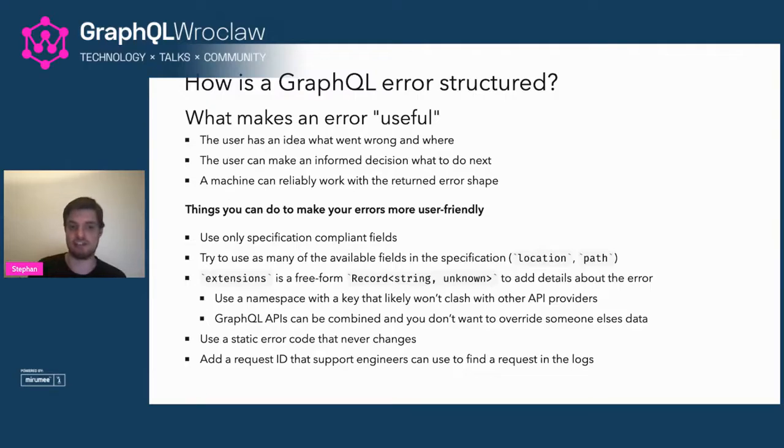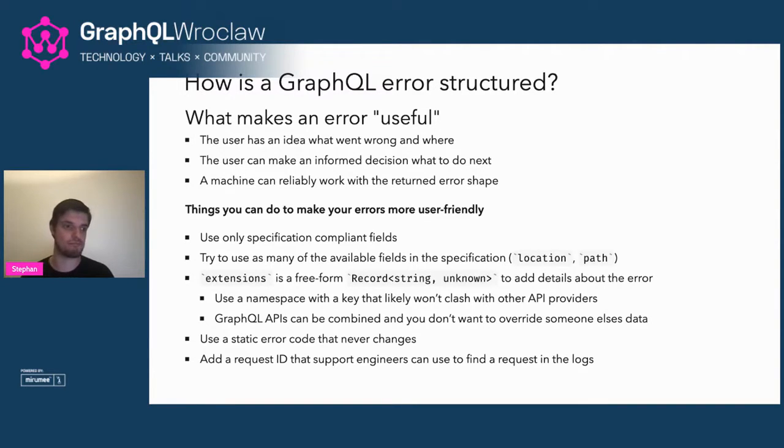My recommendation here is that you use a namespace with a key that won't clash with other APIs, because they can be stitched together. If you, for example, combine the GraphQL API from GitHub with Contentful's, you want to make sure that if one of the two is failing, it doesn't override the other. So we decided to put everything into the Contentful namespace.